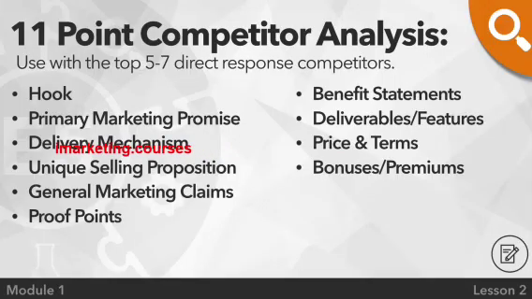Next are the bonuses and premiums. What are the bonuses and premiums that they're offering? How many bonuses and premiums are they offering? Are they offering digital premiums? Are they offering physical premiums? What are the premiums actually addressing? Meaning, I want you to understand what's the value in these premiums. Are they addressing an additional problem that the prospect might have? Are they addressing the same problem that the core product has? Are they overcoming a potential objection that the prospect might have? What are the additional premiums and bonuses that are being offered?